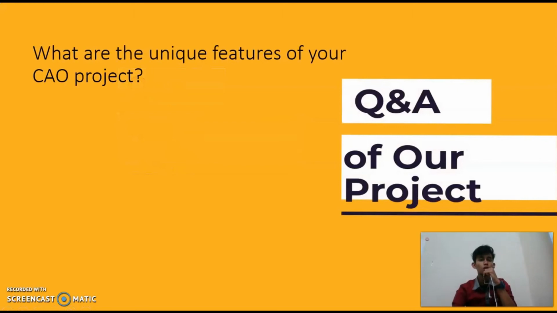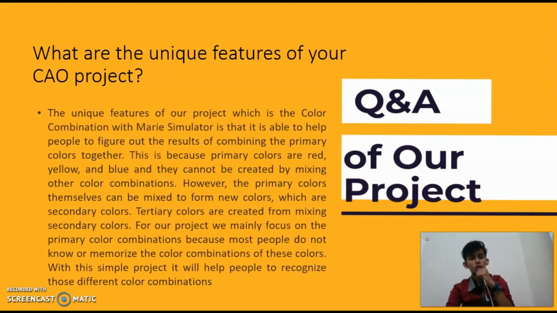The question: what are the unique features of our CAO project? Okay, the unique feature of our project, which is color combination with a MARIE simulator, is that it is able to help people figure out the result of combining the primary colors together. This is because the primary colors are red, yellow, and blue. They cannot be created by mixing other color combinations. However, the primary colors themselves can be mixed to form new colors, which are the secondary colors. Tertiary colors are created from mixing secondary colors.